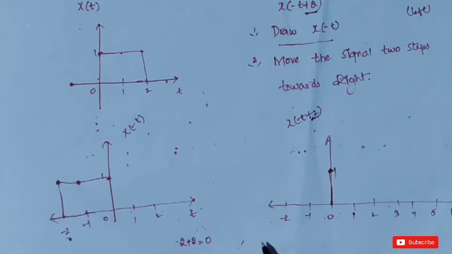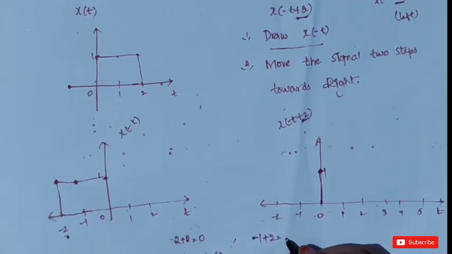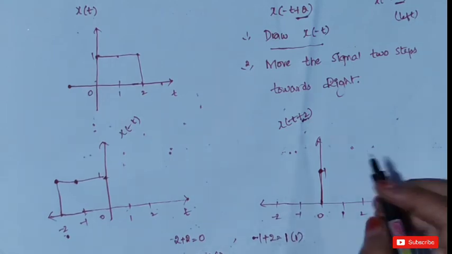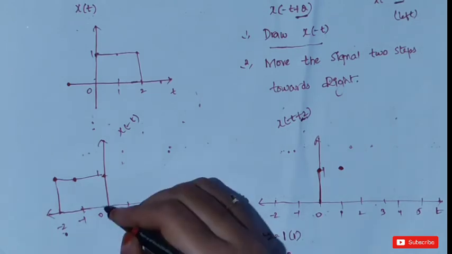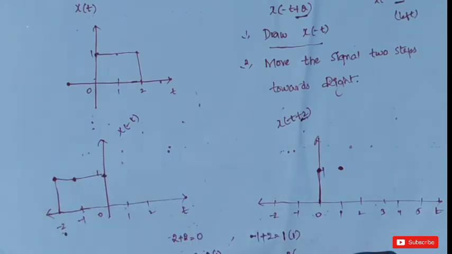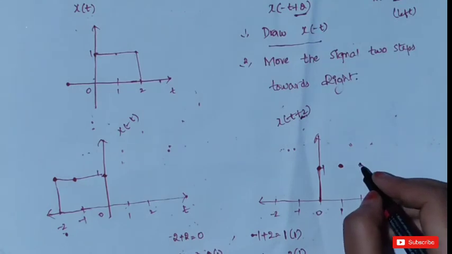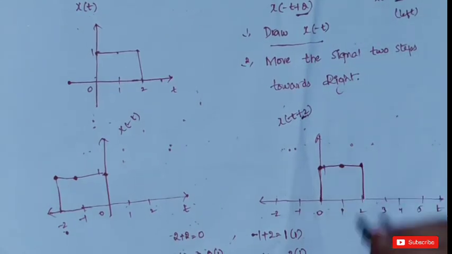Next you add plus 2 to minus 1. Minus 1 plus 2 is nothing but 1. What is the amplitude at minus 1? 1. So at 1 its amplitude will be 1. In the same way, what is the amplitude at 0? 0 plus 2 is nothing but 2. The amplitude at 0 is 1. So the amplitude at 2 is also 1. This is the signal x of minus t plus 2.